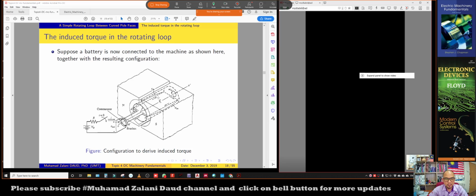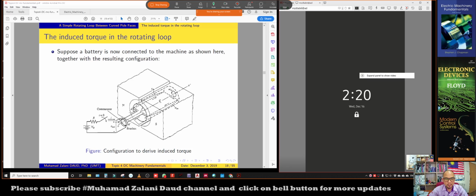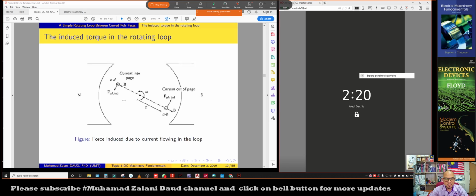So to this rotor wire loop, the current enters from the DC segment to the CB segment, and then to the BA segment, then back to the battery. So when we pass this current through each segment of this wire loop inside the uniform magnetic field under the curved pole faces here, this current will induce a force on each of the segments.